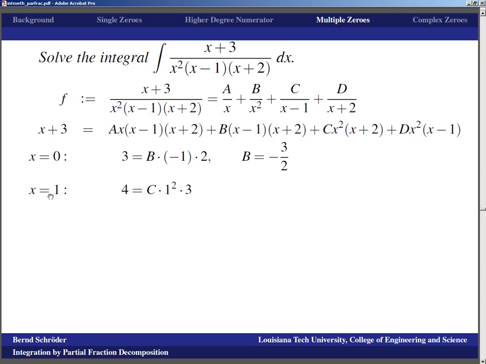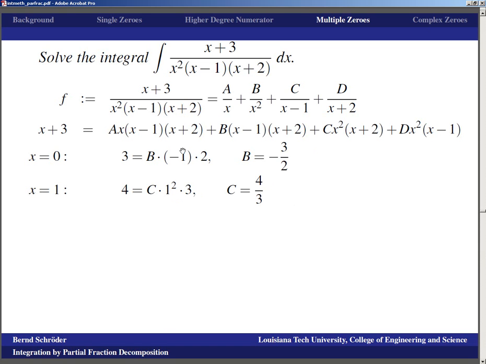Now we plug in x equals 1, well, we get a 4 on the left side. With the 1, we don't have anything for a, we don't have anything for b, we get something for c, namely c times 1 squared times 3, and for d we don't get anything, and so that gives us c equals 4/3. Again, you can see here, even though the numbers aren't terribly pretty, we get them.